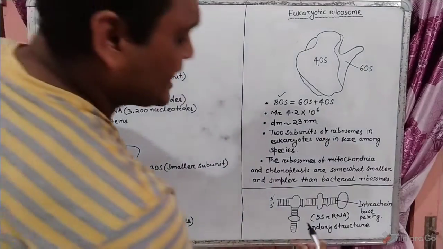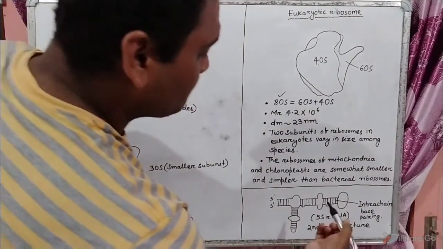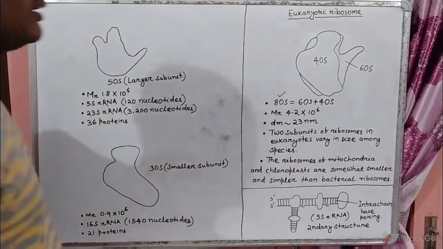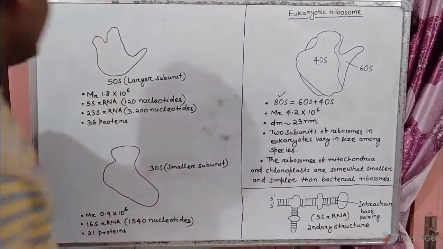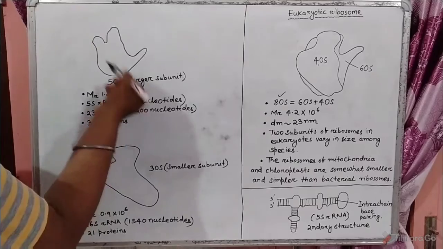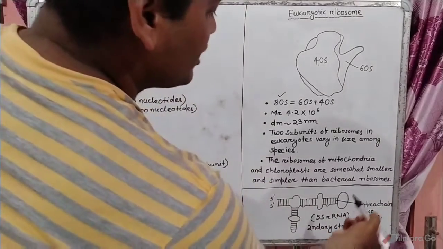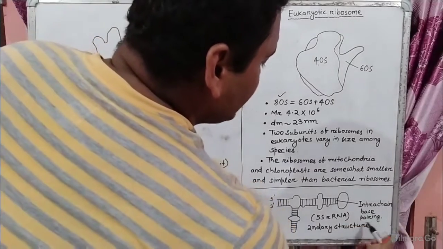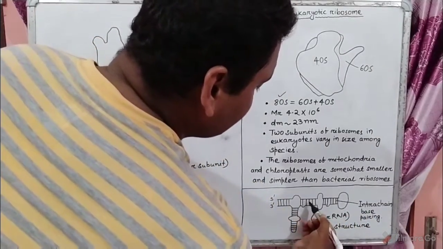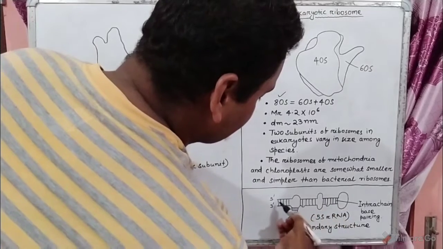This is the secondary structure of 5S rRNA. This 5S rRNA is present in the 50S subunit. This 5S rRNA contains intra-chain base pairing. These are the intra-chain base pairing.